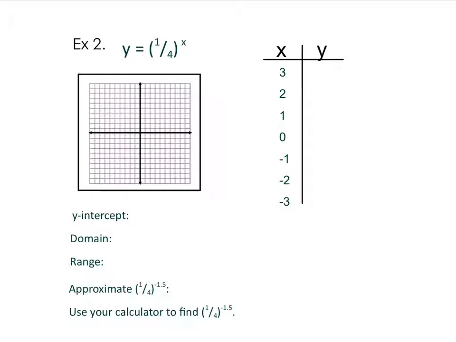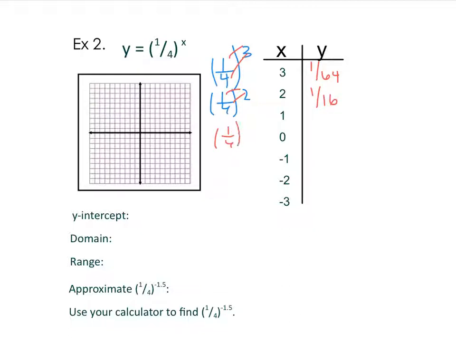So if I plug in 3 into my exponent, I have 1/4 to the third power. So 1/4 to the third power means I distribute that 3 to the 1 and to the 4. 1 cubed is just 1, 4 cubed is 64. So this would be 1/64. Okay, same thing for if I plug in 2, 1/4 to the second. I distribute that 2, 1 squared is 1, 4 squared is 16, so 1/16.